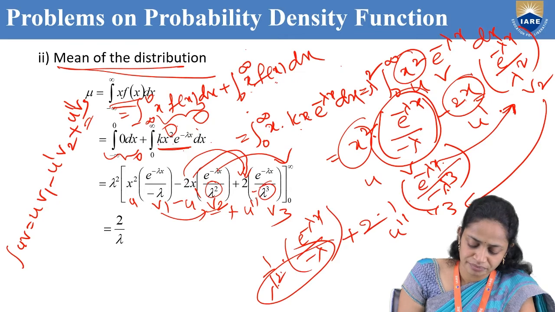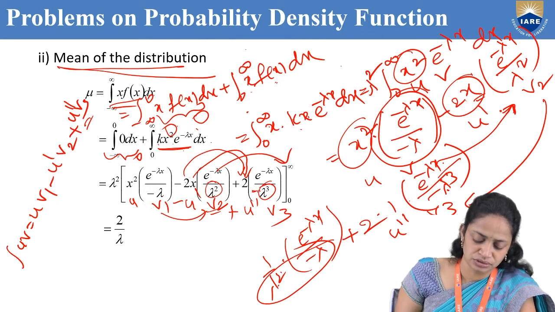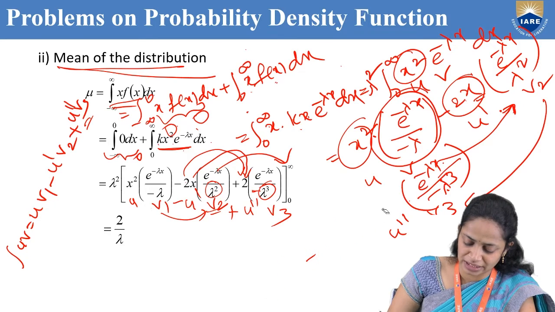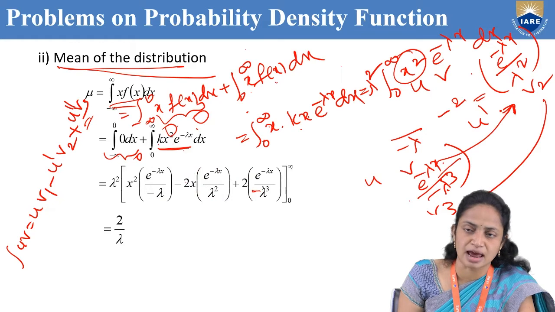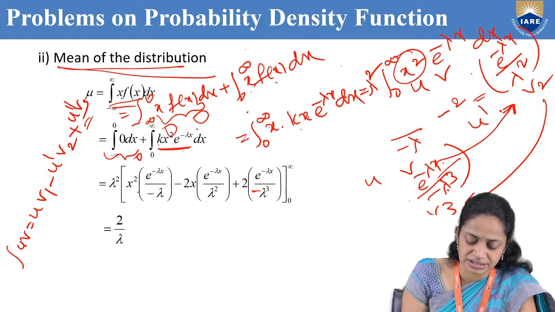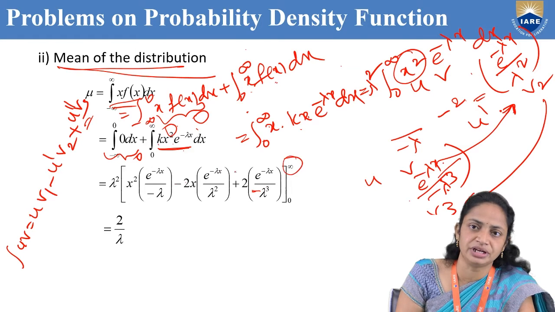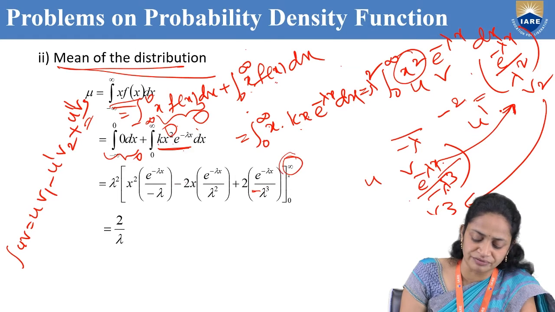So this is minus lambda cube. First of all we have to substitute the upper limit. So I am substituting the upper limit, and the upper limit is infinity.